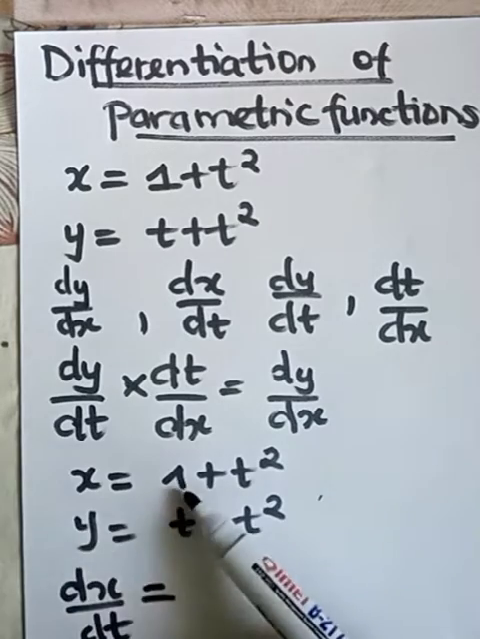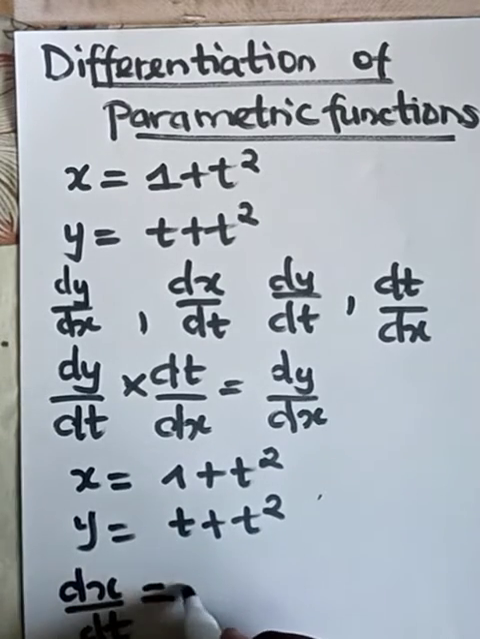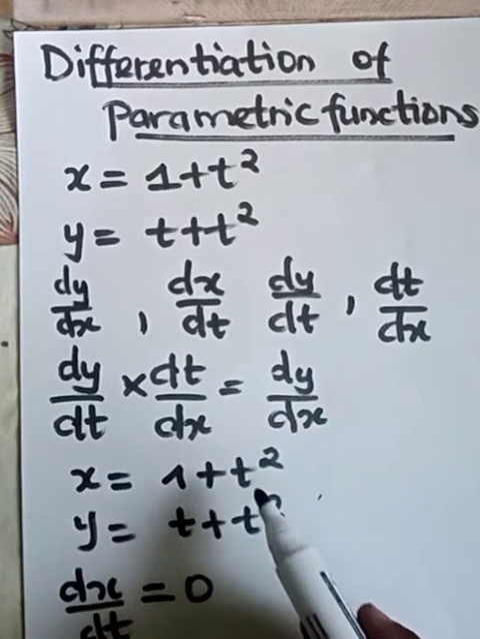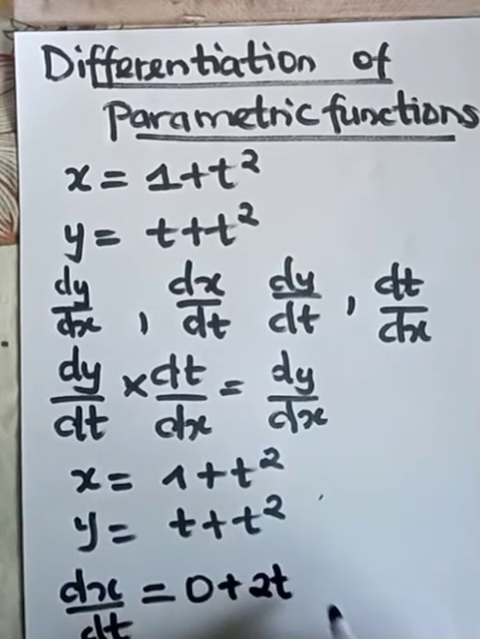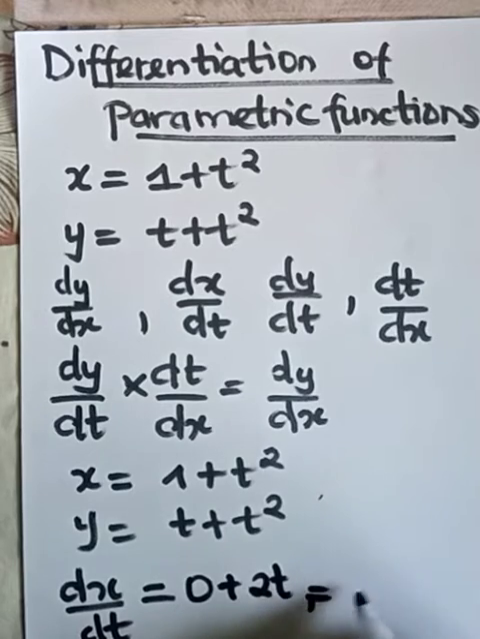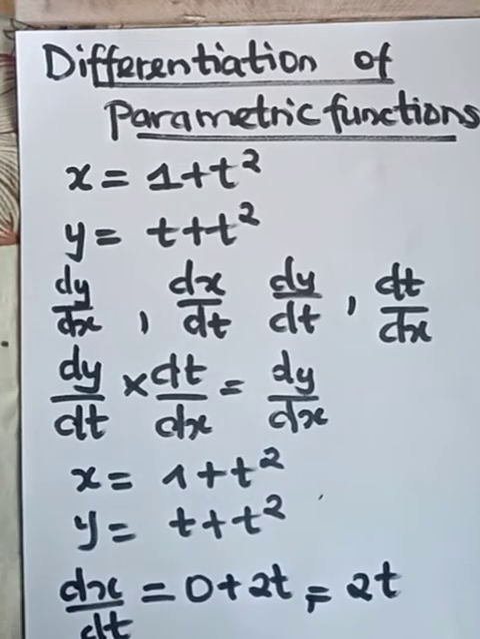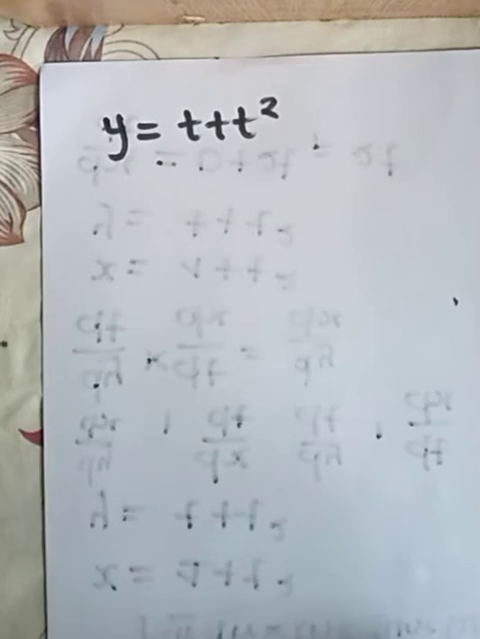So if I differentiate 1, which is a constant, what am I going to have? I'm going to have a 0. If I differentiate t squared, we bring the 2 down and we're going to have plus 2t to the power 1, which gives me 2t. So that's the derivative of x. So let's take y now. We know y is equal to t plus t squared.